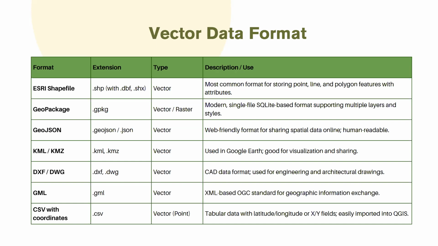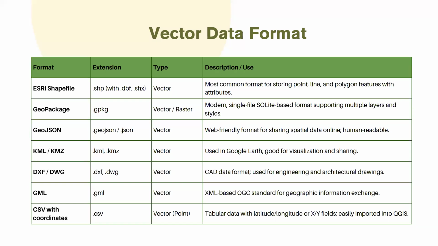Then KML, I think I've mentioned this in the earlier first slide, I hope so. This is a particular format for Google Earth. It is a 3D visualization of our globe. So KML is for the Google Earth format. KMZ is the compressed version of KML.